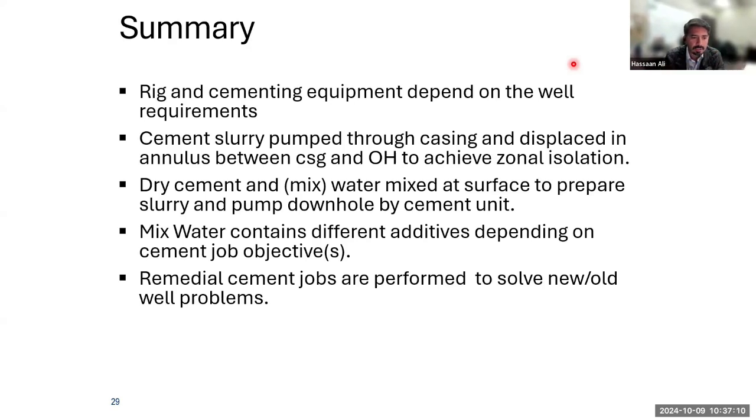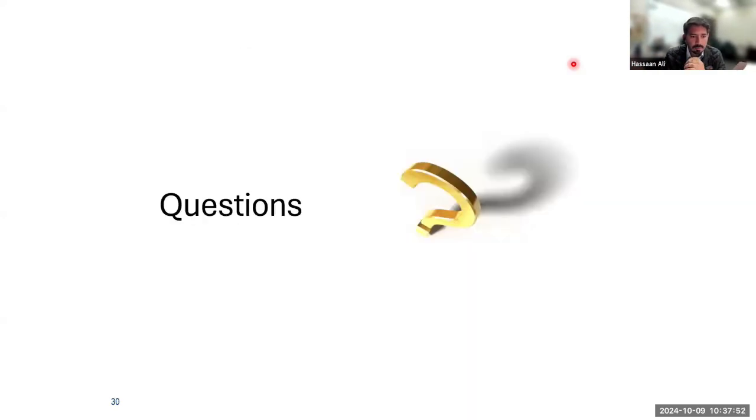We have different additives in the cement. Primarily, a cement is made up of Portland cement with additives to get it to the specifications where it can endure the temperature, the pressure, as well as depths. And then remedial cement jobs are usually performed to solve new or old well problems. These new and old well problems can be a corroded casing, plugging the perforations, zonal isolation, or plug and abandonment when you are trying to shut down the well. With this, I would like to conclude my presentation, and we can take some questions.